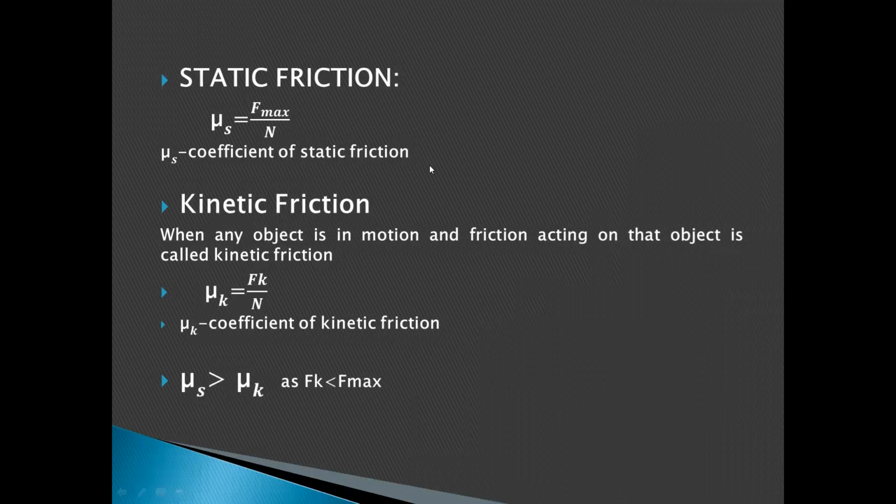The next is the kinetic friction. When the object is in motion and the frictional force acts on the object, that frictional force is called a kinetic frictional force. So the coefficient for kinetic friction is mu k. This is equal to Fk upon normal reaction. Where Fk is the kinetic force of friction and Fk is always less than F max, and therefore the coefficient of static friction, mu s, is always greater than the mu k value.